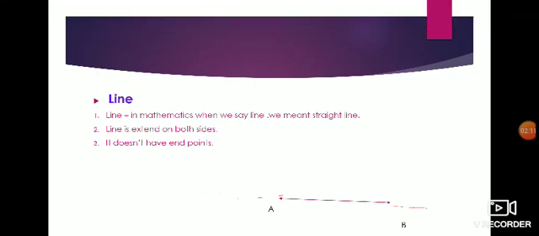Okay students, the fourth point is that a line is named using a small letter l. We can say that it is a line l, or we can say line AB or line BA.